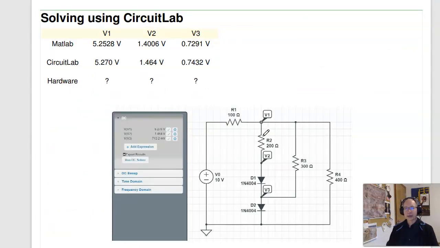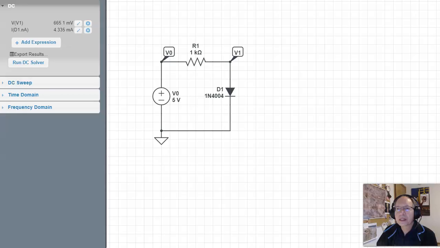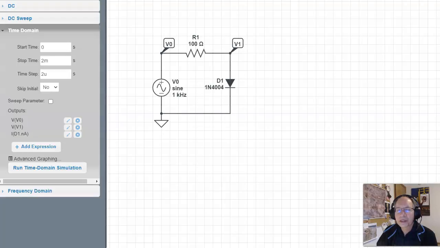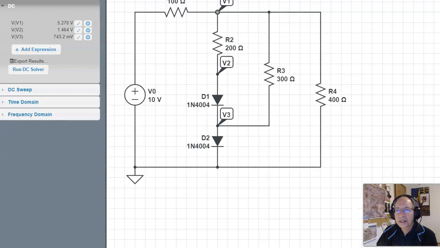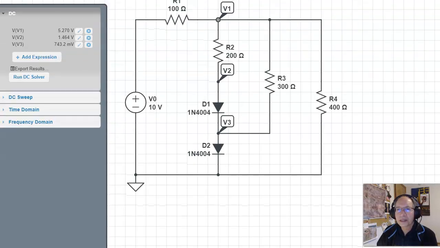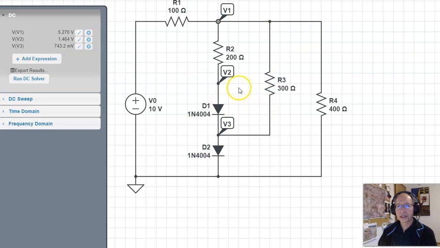Throw it in Circuit Lab. Again, in Circuit Lab I could build a circuit. It's one of these. There it is. Here's the circuit in Circuit Lab.